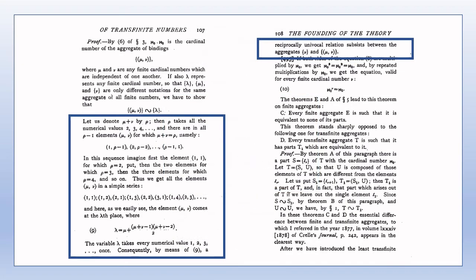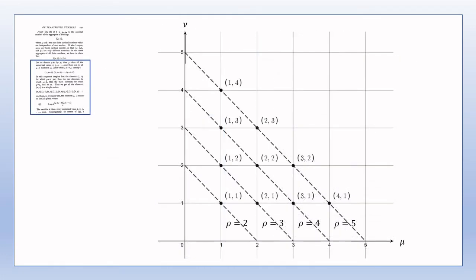I'll spend some time explaining why the function in point 9 of page 107 works. We see, using the diagram on the screen, that the groupings of pairs of values of mu and nu, as indicated on page 107, account for all possible pairings of mu and nu, and that on each grouping, rho, which equals mu plus nu, is constant.